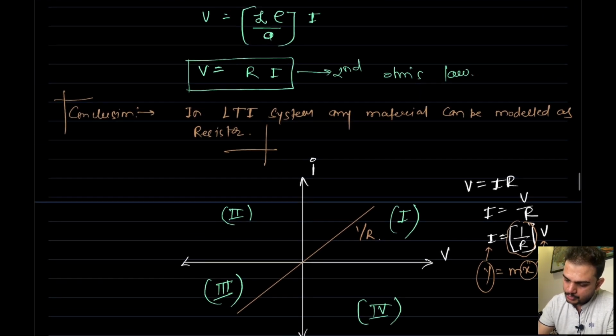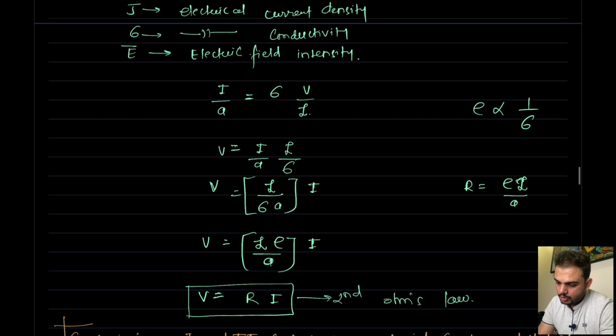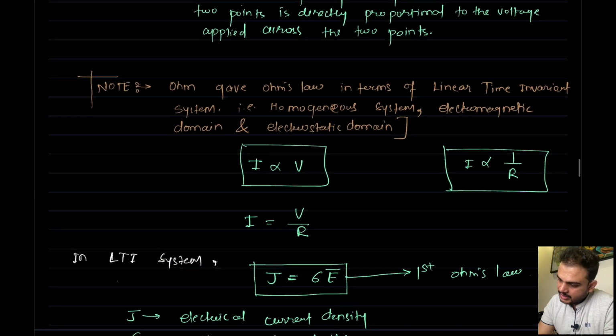This conclusion is very important. From the linear time invariant system: in a linear time invariant system, any material can be modeled as a resistor. Okay, now in the note point I gave, in terms of linear time invariant system, that is a homogeneous system.